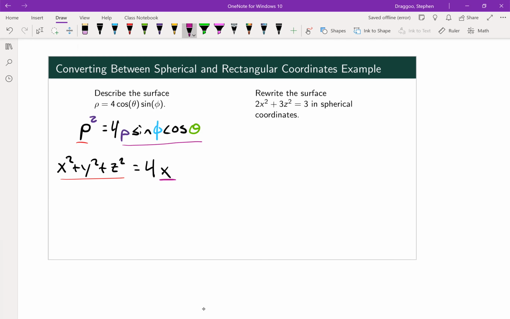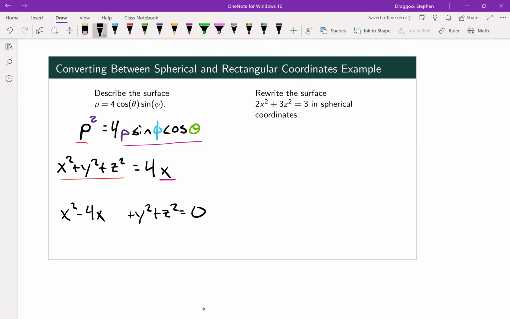All right, so now we want to talk about what kind of a surface this thing is. And this has a square that we can complete. So what we'll do, take x squared, subtract 4x to the other side. I'll leave a small gap here, plus y squared plus z squared equals 0 on the other side.